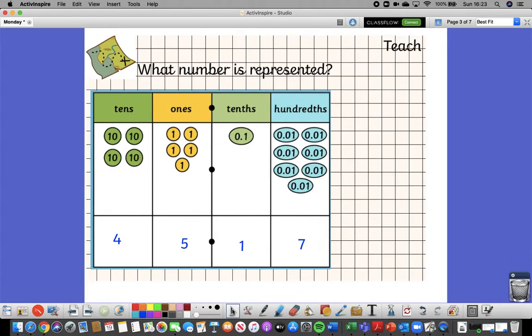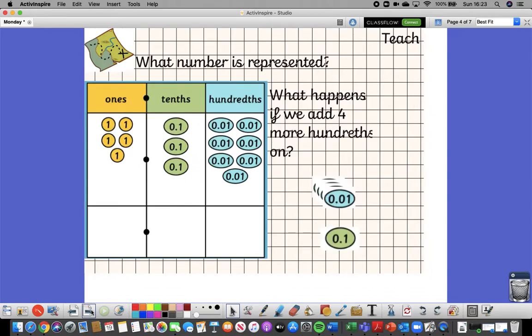Okay, so if we were now to read that number, the number that we would have is 45.17. Remember, don't read it as forty-five point seventeen, it's forty-five point one seven. So, on the next page, I want you to have a go now at writing the number that you can see in front of you. How many ones have you got? How many tenths? And how many hundredths? So I'm going to give you a moment just to have a go at writing that number down.